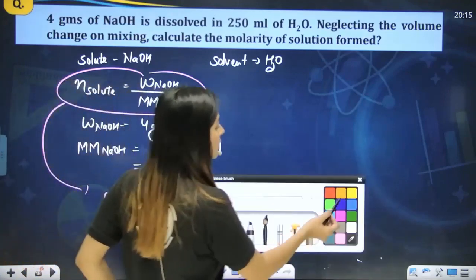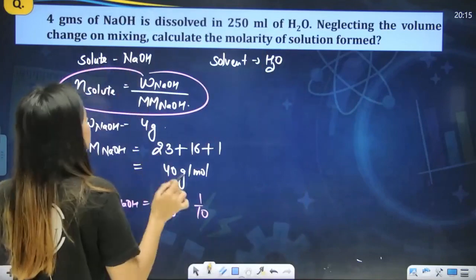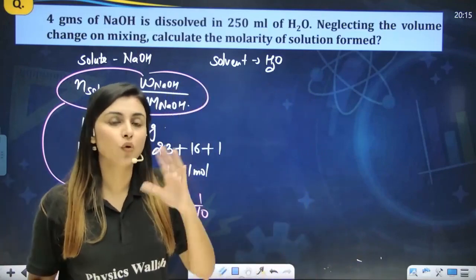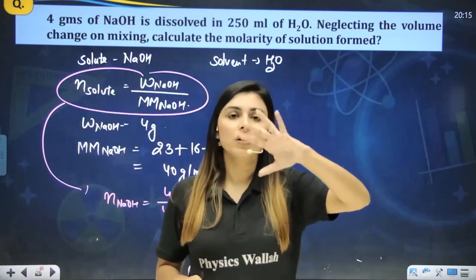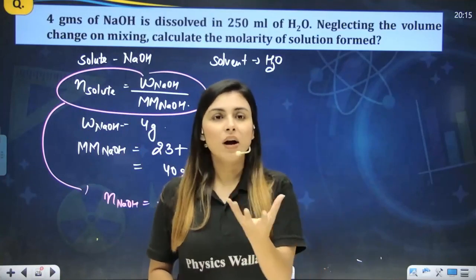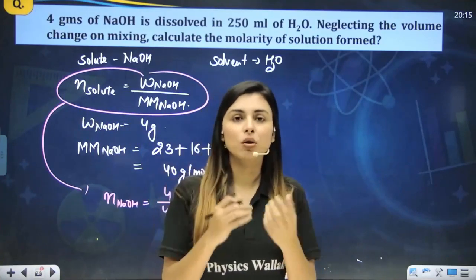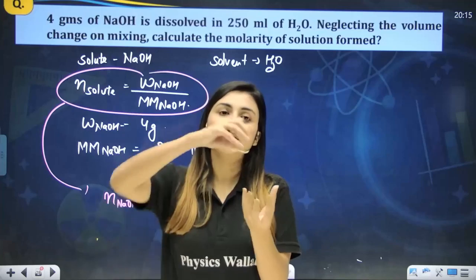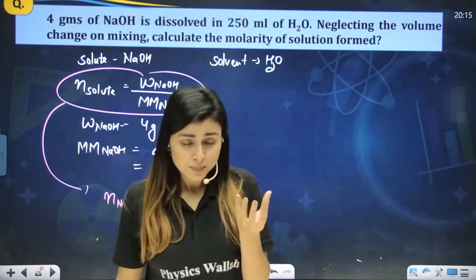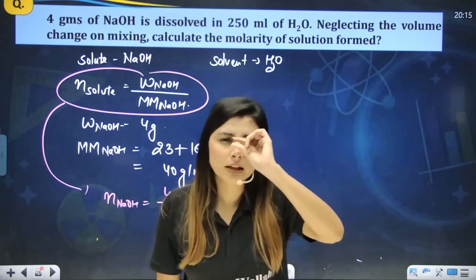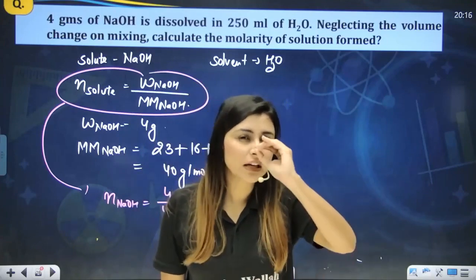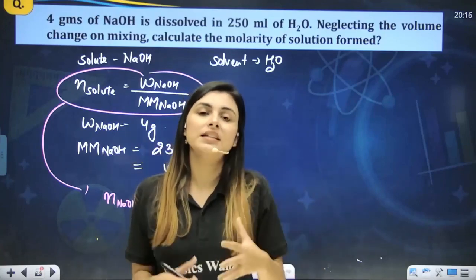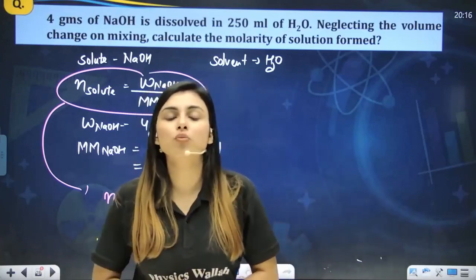I need to calculate the molarity. The question says, neglecting the volume change on mixing, calculate the molarity of the solution. So, my dear students, what does neglecting the volume change mean? I'll tell you this, you will come across this line a lot of times. You have water, which is your solvent. Let's talk about a sugar solution, where sugar is your solute. Let's say you have 500 ml of water and you mixed sugar into it. When you mixed the sugar, there was a little change in volume. The volume might have increased a little bit from 500, but the change was so minor that we could neglect it, and we said that the volume of the solution is equal to the volume of the solvent, which was water.